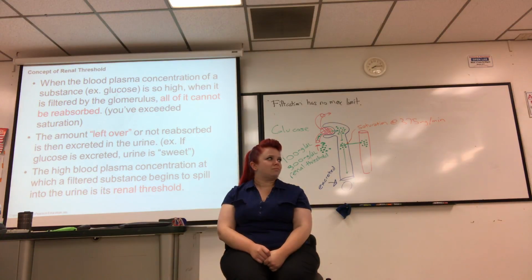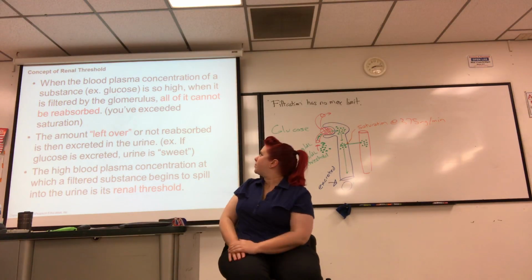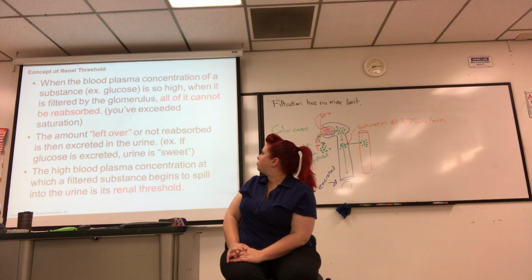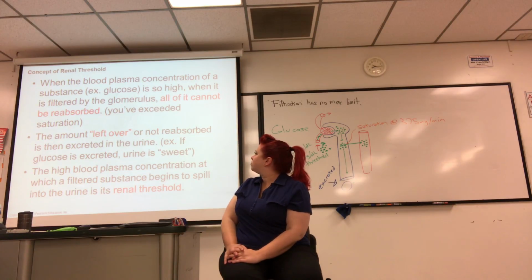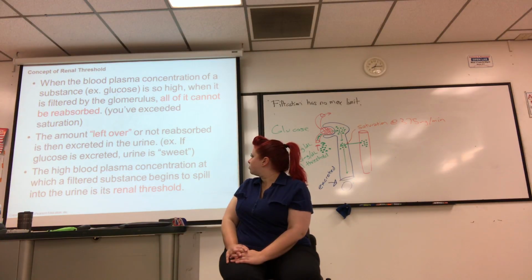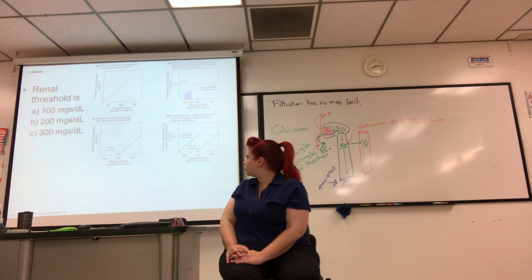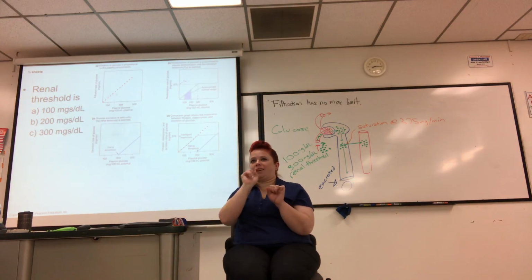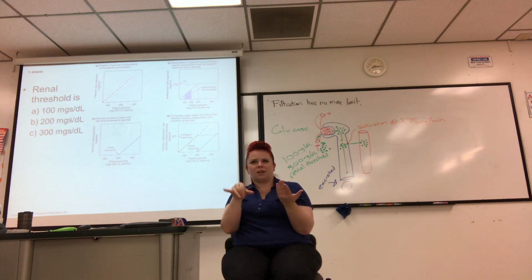Oh, okay, so when the blood plasma concentration of a substance, like we use glucose as an example, is so high, when it is filtered by the glomerulus, all of it cannot be reabsorbed because you've exceeded saturation. The amount, quote unquote, left over or not reabsorbed is then excreted in the urine. If glucose is excreted, urine is, quote unquote, sweet. The high blood plasma concentration at which a filtered substance begins to spill into the urine is the renal threshold. So typical questions I could ask, what's threshold? 300 mg per deciliter.